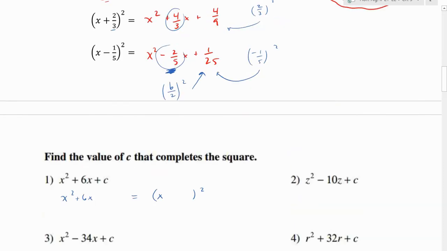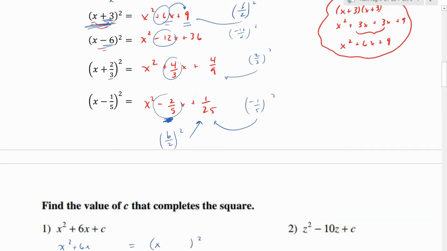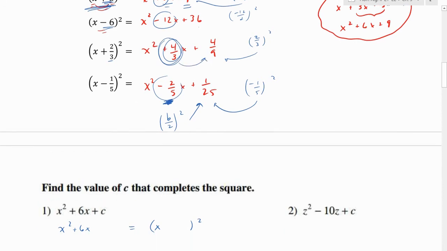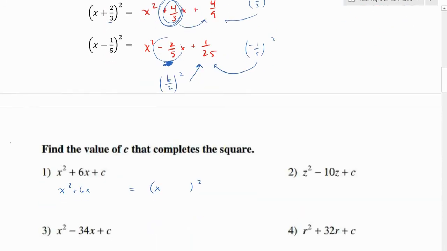Well, look what it is. If I half this and square it, I get that. So it's half of 6, square it. If I put a 9 right there, this is a perfect square. And when you write it back as a perfect square, and then as a binomial getting squared, whatever sits here is always half of what was sitting there.